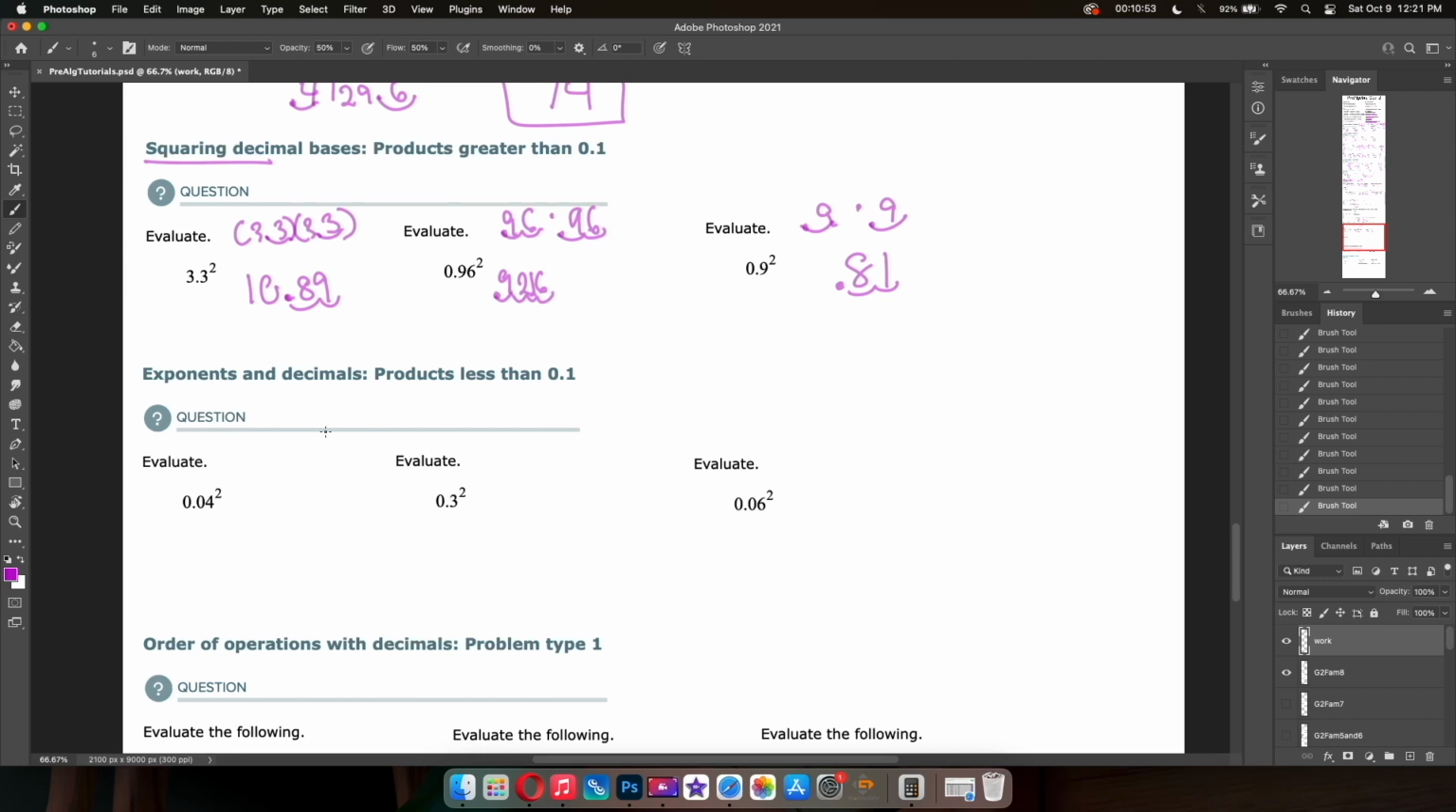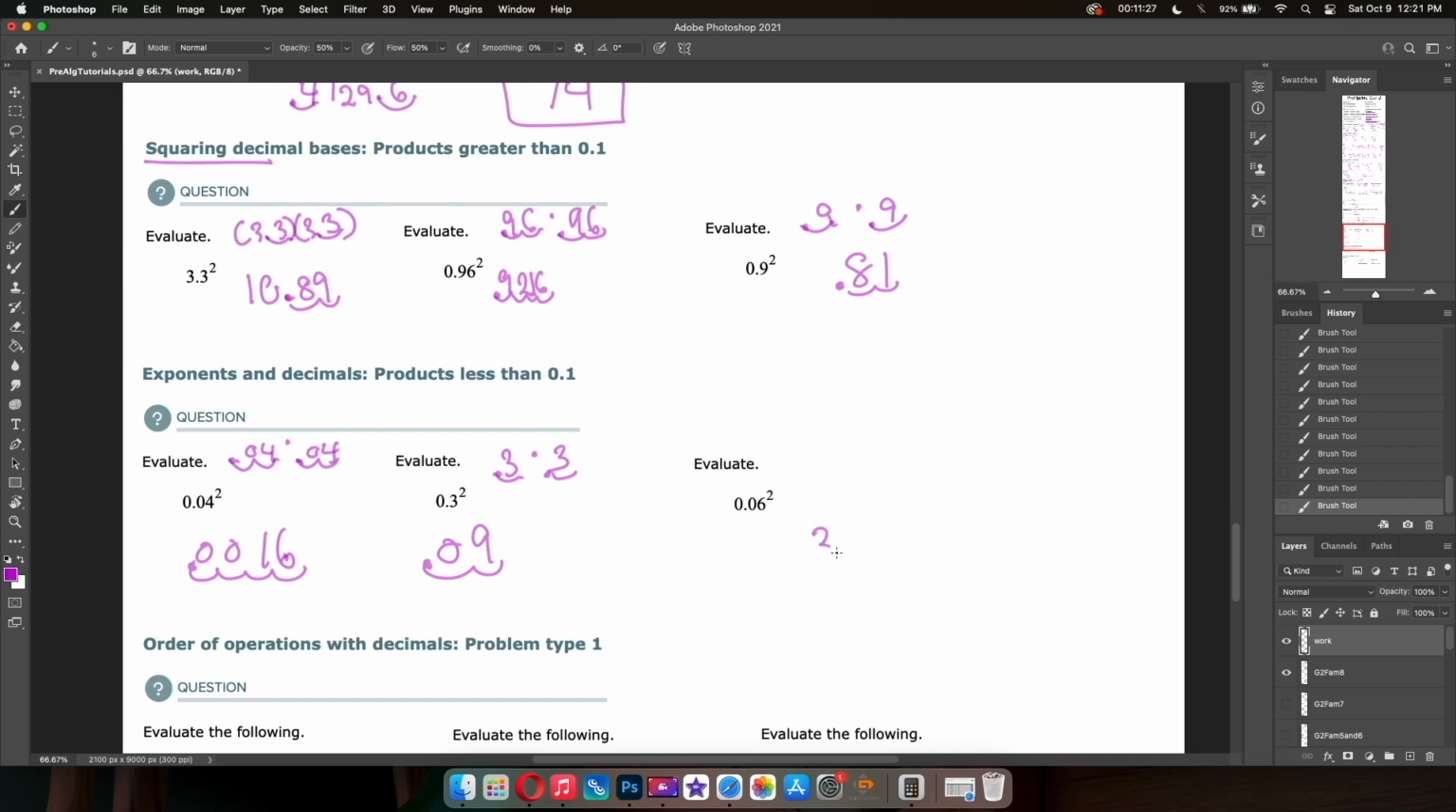Same thing over here, and this one actually, I'll be honest, looks even easier because 4 times 4 is 16. But if I do 0.04 times 0.04, I have 1, 2, 3, 4 spaces. So I'm going to move my decimal over 1, 2, 3, 4 spaces like that. 0.0016. 3 times 3 is 9. And now because it's 0.3 times 0.3, there's 1, 2 spaces, so I need 1, 2 spaces, 0.09.